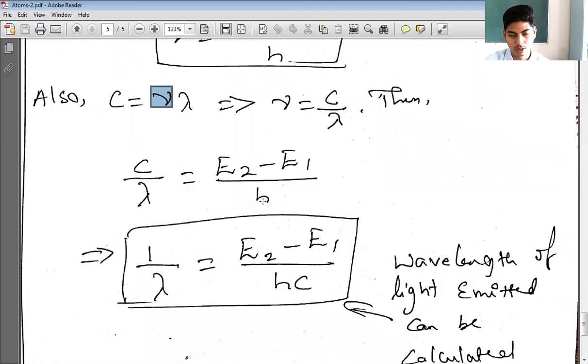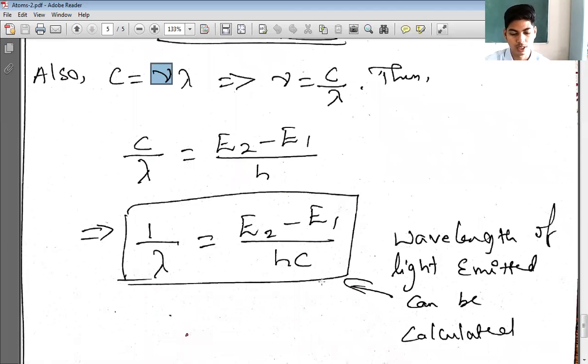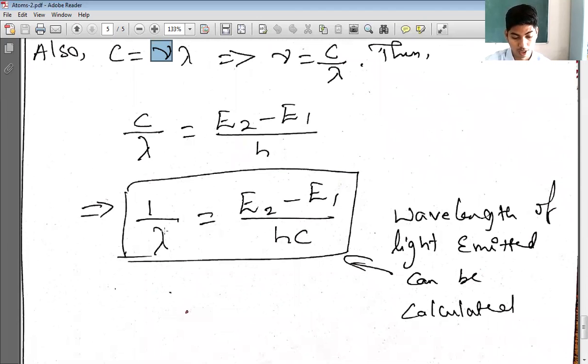Send this c to the bottom: 1 by lambda is equals to E2 minus E1 divided by hc. From here you can calculate wavelength of the light emitted.